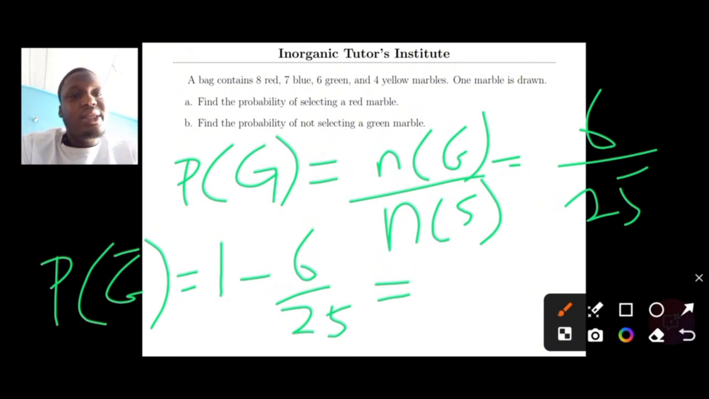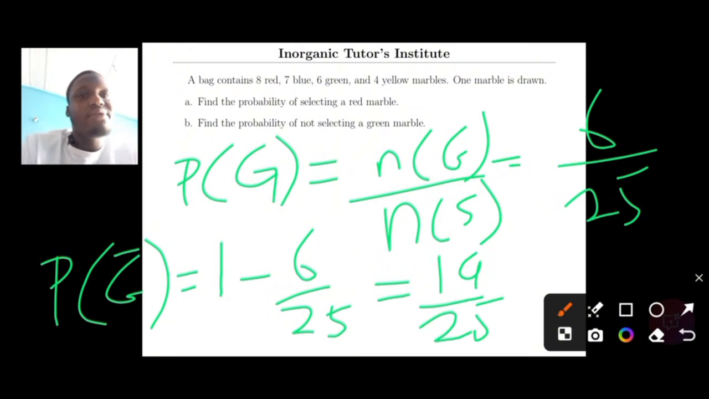Okay, which is 19 over 25. So the probability of not being green is 19 over 25. However, someone might also count the total number of balls that are not green. That is not wrong at all. Just that for some questions that you might meet, you have to definitely apply the complementary.